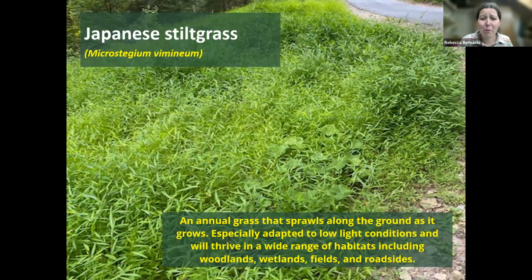Japanese stilt grass is an annual grass. It sprawls along the ground as it grows. It's really well adapted to low light conditions, which means it can even thrive in the understory of forests. It can do really well in a variety of habitats, including woodlands, wetlands, fields, and roadsides.